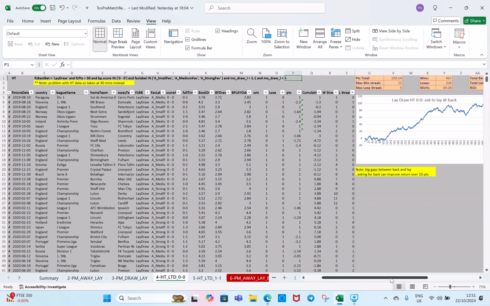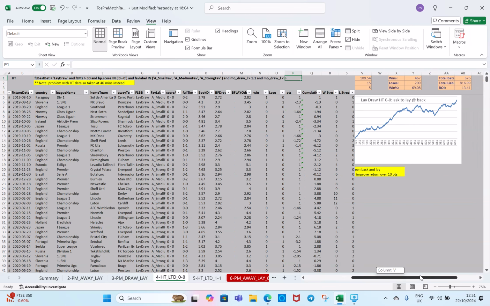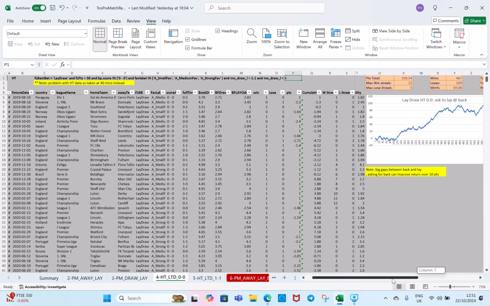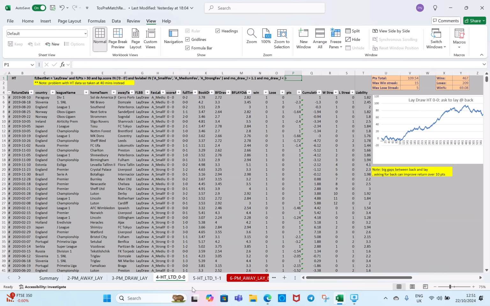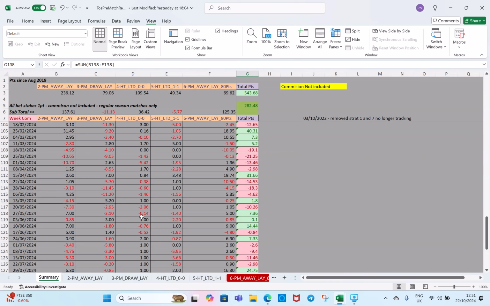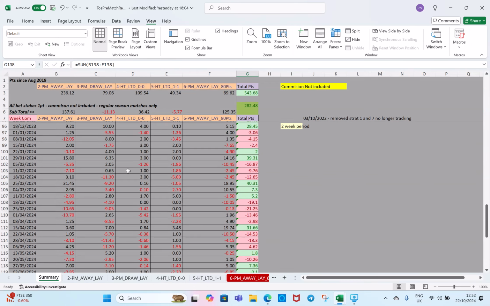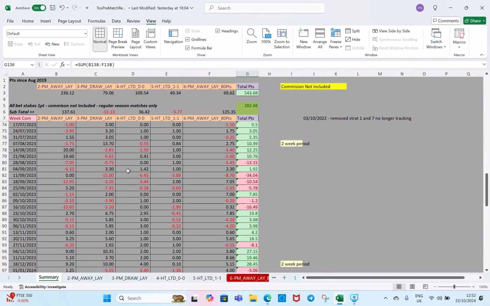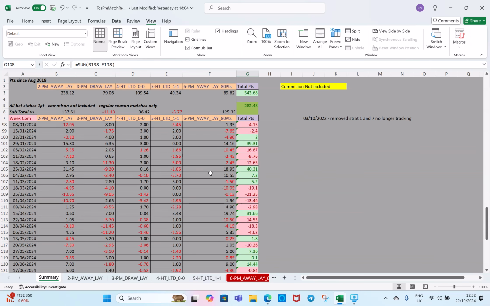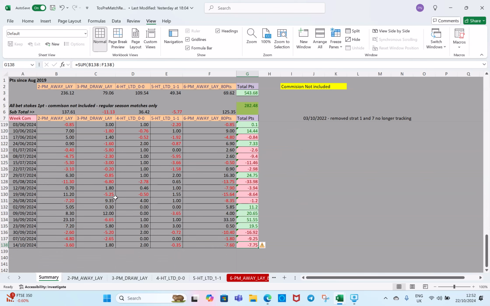The half-time lay the draw at 0-0 is quite nice. 676 bets, 13% return on investment. That looks quite a good thing to get involved with. As you can see from the results here, very, very little downside really, and quite consistent as well. Whereas obviously when you're looking at these lay the away sides, you can have huge swings here.